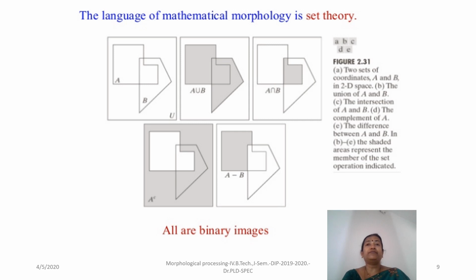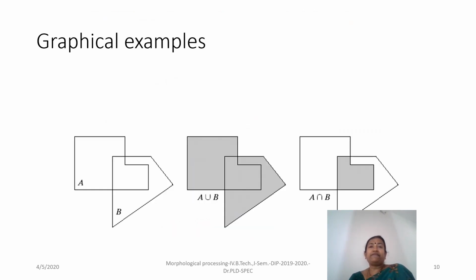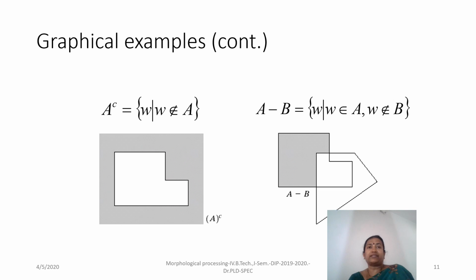Then the E image shows A minus B. That is subtracting B from A, the A minus B representation. These are some mathematical morphological concepts in set theory. Next, graphical examples: A union B, A intersection B. We already saw this in the last slides. How do you represent that in mathematical set theory?